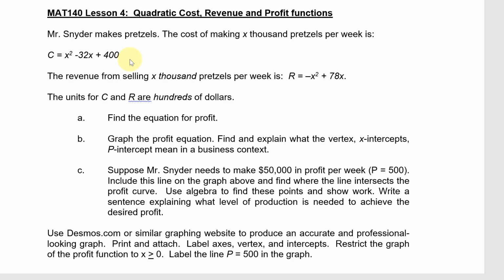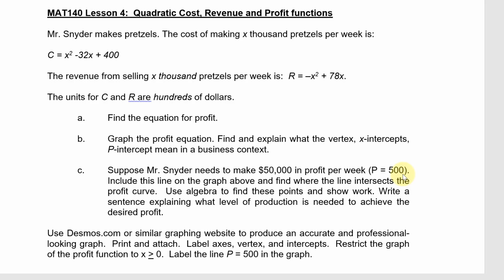That would mean that P equals 500 because, as you see, the units of cost and revenue are in hundreds of dollars, and therefore profit is in hundreds of dollars. And so to make 50,000 in profit means that you'd have to have a profit of 500 hundred, right? 500 hundred has 4 zeros, and that's what 50,000 is. So to have 50,000 in profit means your P value, profit value from the function, is 500. That is to say it's 500 hundreds of dollars, and that's 50,000.